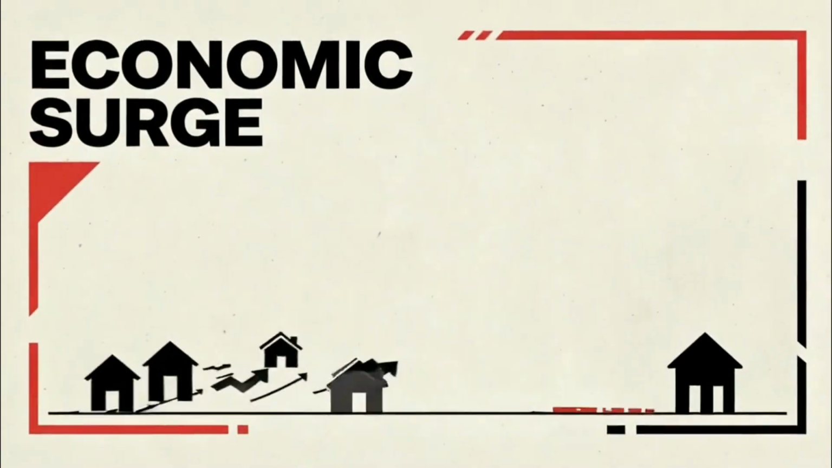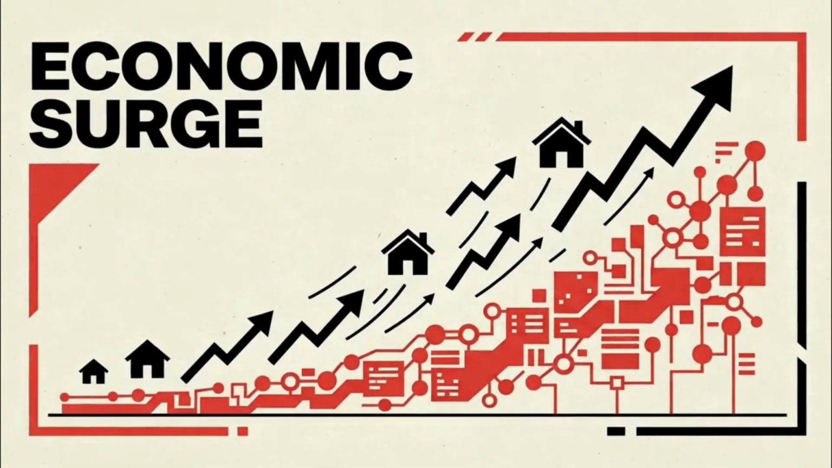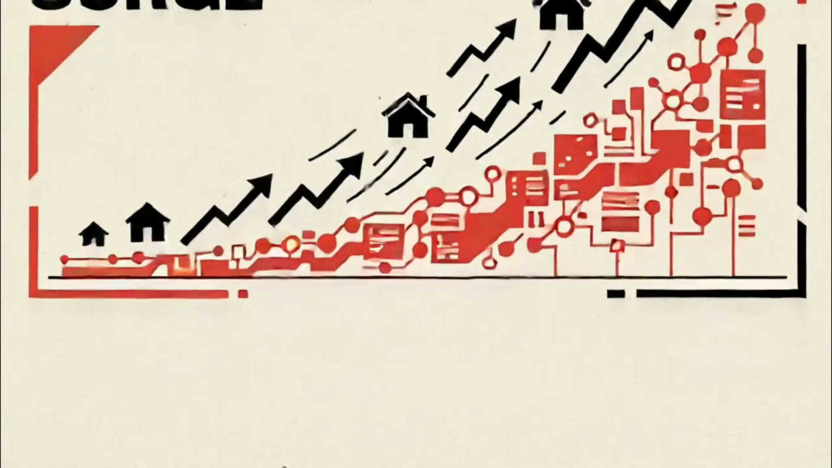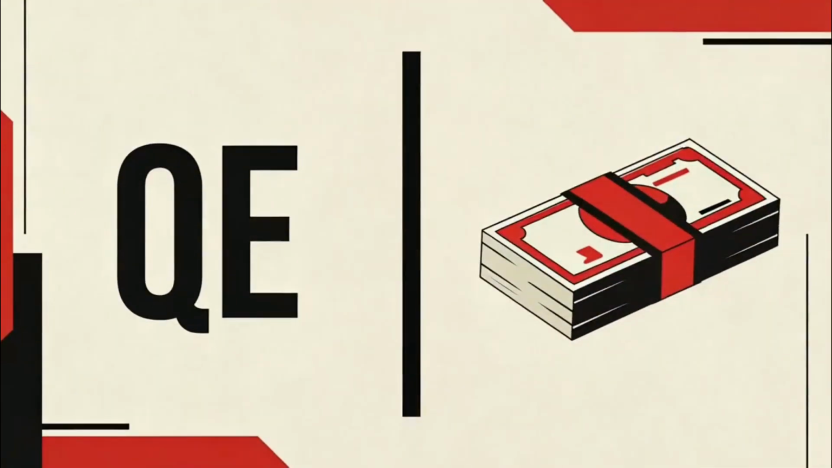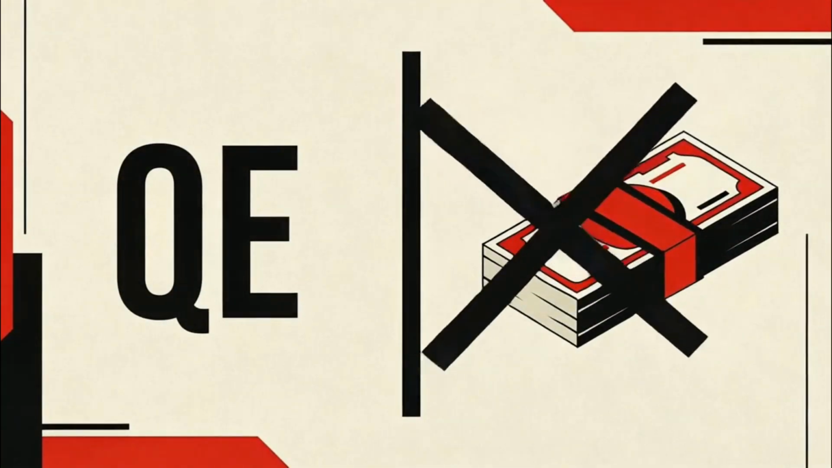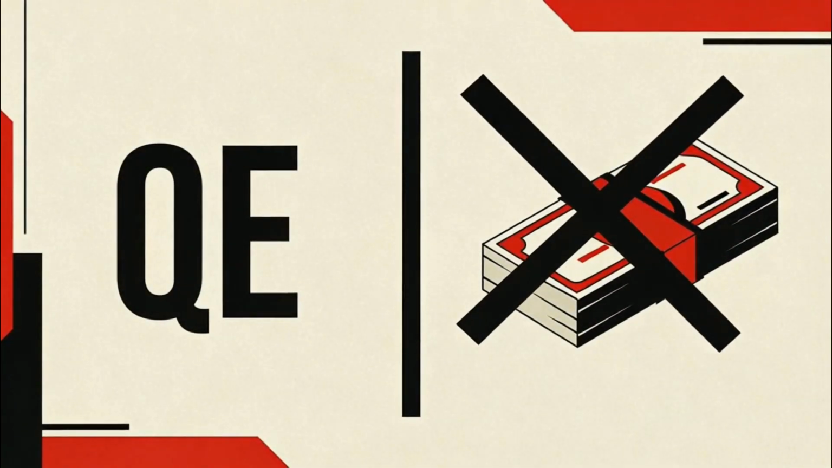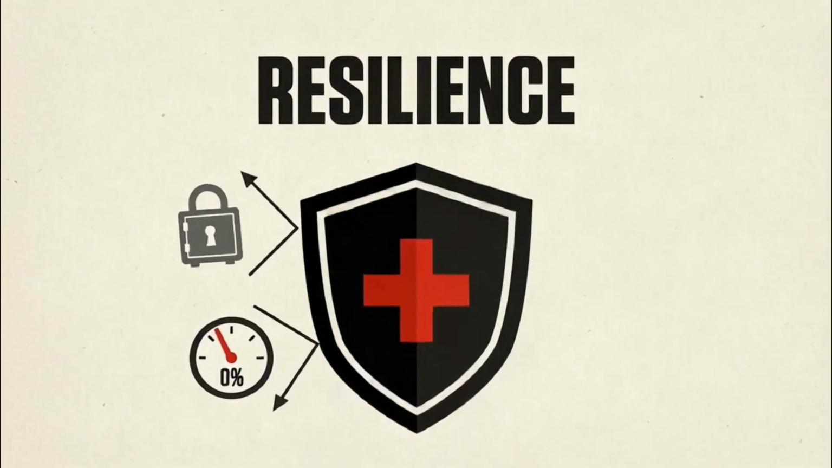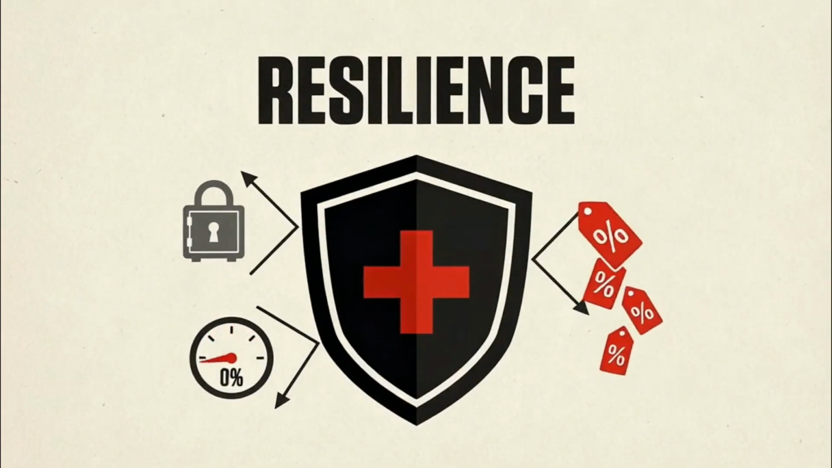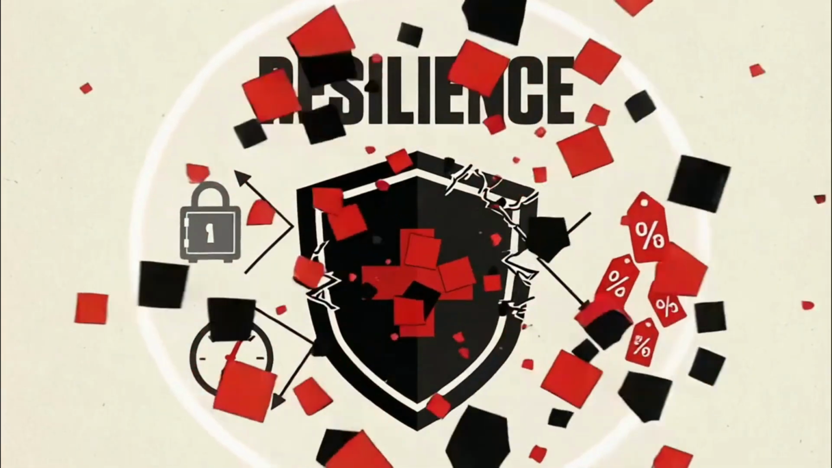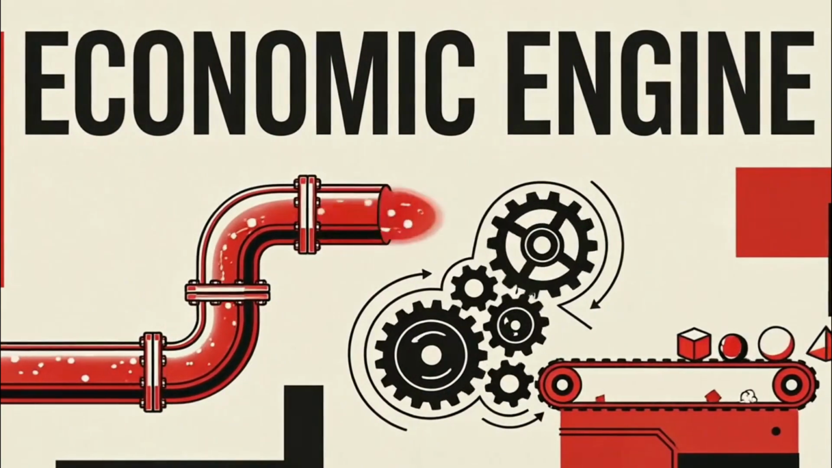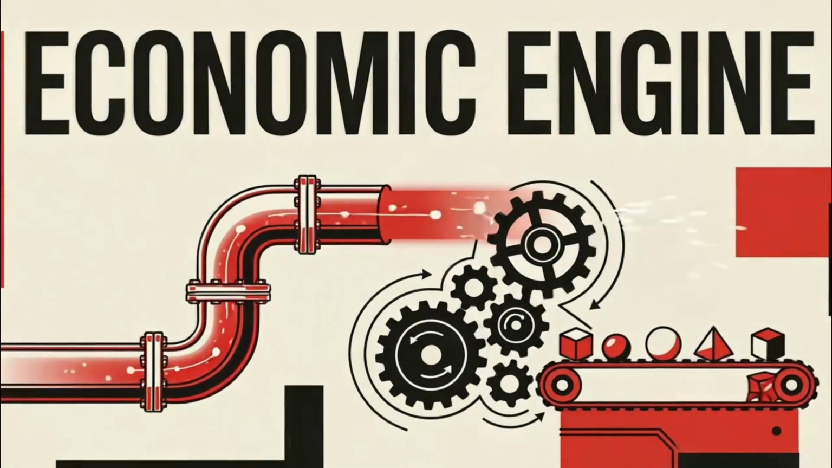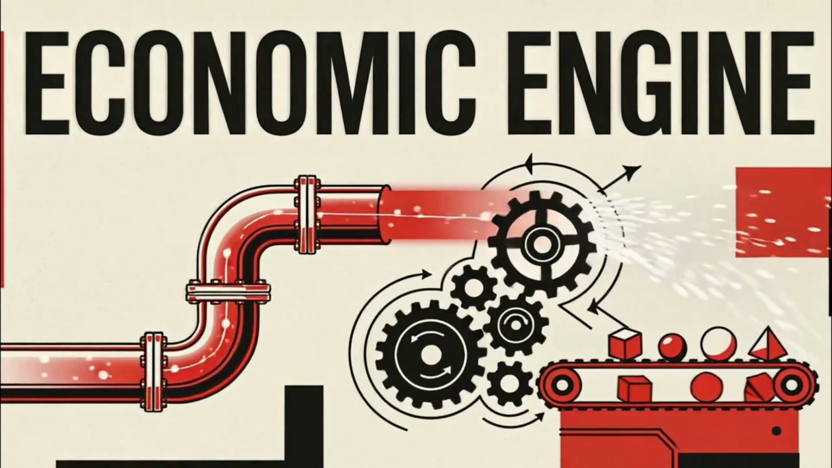But there was also a side effect. Asset prices like stocks and housing went up strongly. So let's summarize. QE is not traditional money printing. It is a tool used in emergencies when banks stop lending, interest rates are zero, or deflation threatens the economy, and it works by injecting money into the financial system to restart economic activity.